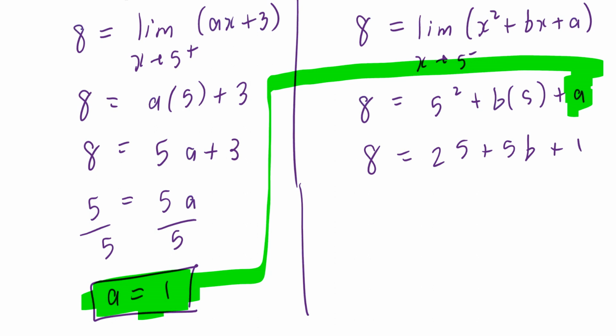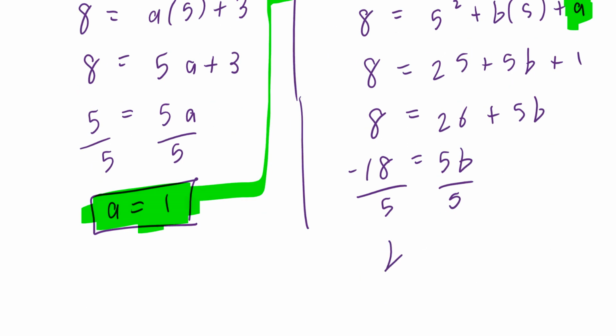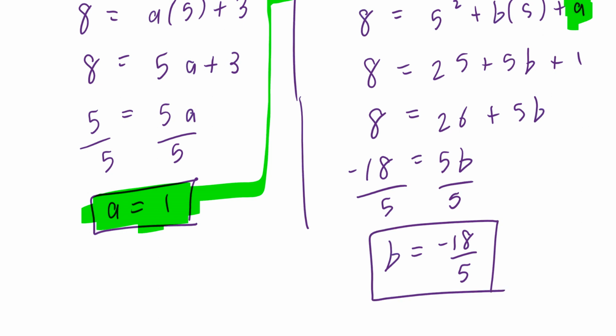And we can solve for b now. Again, let's go slow and methodical. No one's left behind. 25 plus 1 is going to be 26. The opposite of adding 26 is to subtract 26. 8 minus 26, that's going to be negative 18. The opposite of multiplying by 5 is to divide by 5. So b equals negative 18 divided by 5. I hope this makes sense.